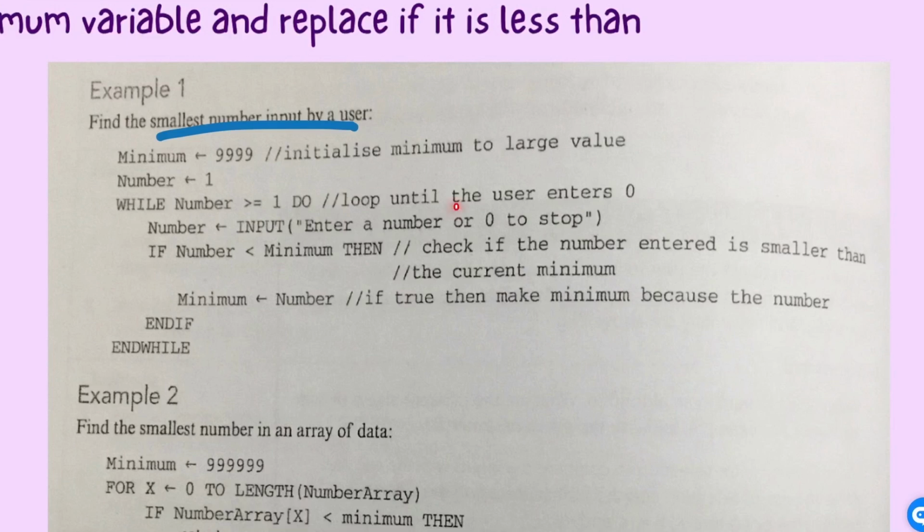Let's say this time they entered 10. Is 10, which is the new number, less than 2? No, it's not. So 2 still remains as the minimum. And it continues until a value less than 1 is entered.